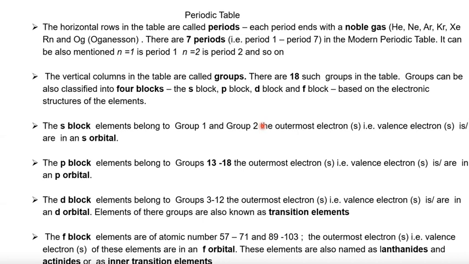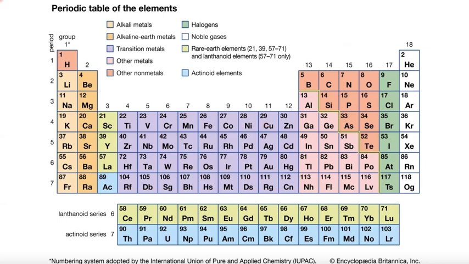There is another way of classifying elements in 4 blocks. We call it S block, P block, D block, and F block. May I go to this one? These are called S block elements. So their valence electrons are in S orbitals. The valence electrons of these elements are in S orbitals. That's why we call them S block elements.